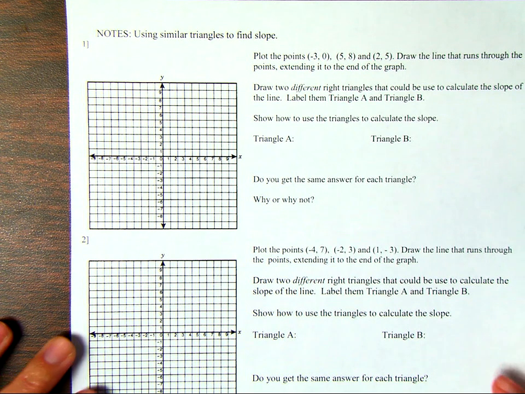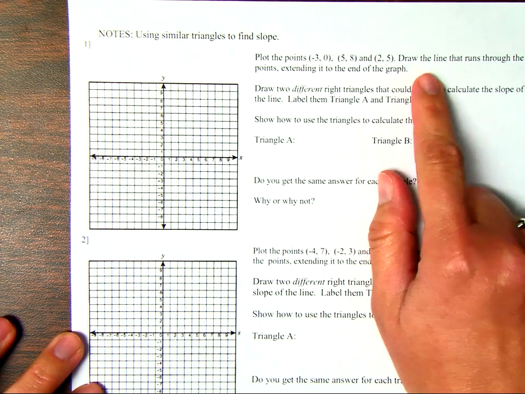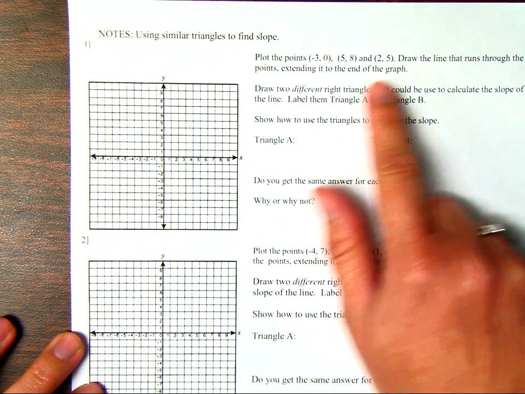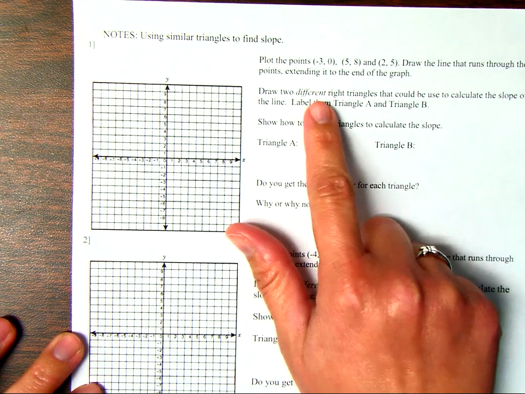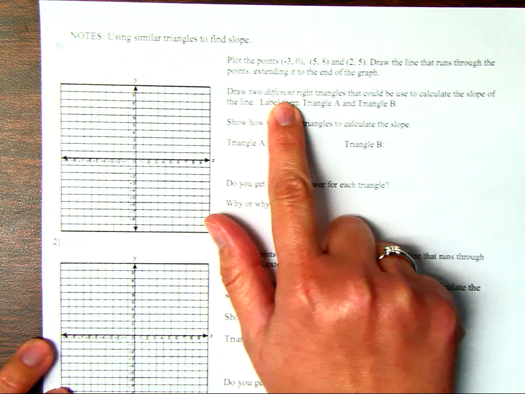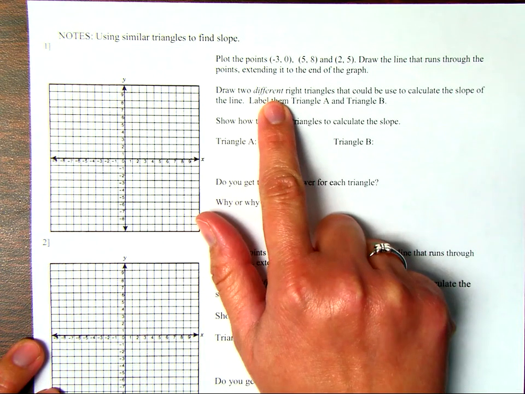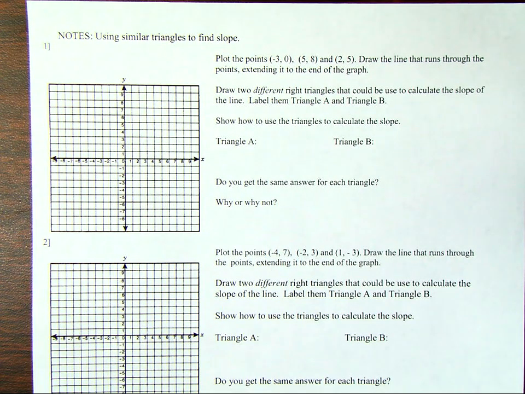So when we look at this, it says plot the points, draw the line that runs through the points extending to the end of the graph. Then we're going to draw 2 different right triangles that could be used to calculate the slope of the line and label them triangle A and triangle B. Then we're going to show how to use those triangles to calculate the slope.